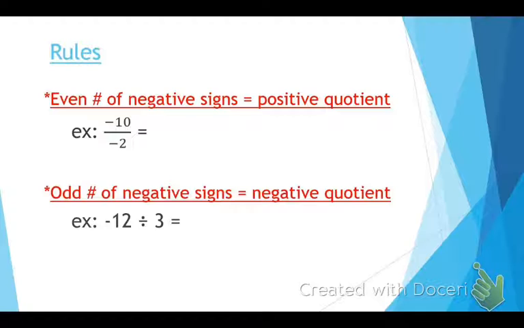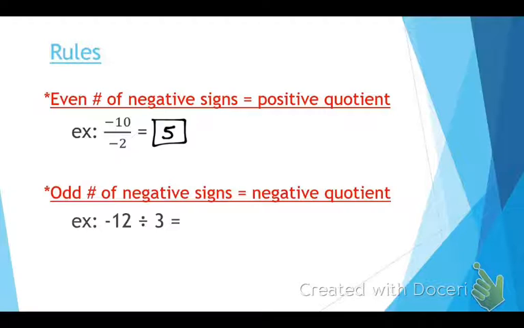So how many negative numbers do you see here in this problem? 2. There are 2. Is the number 2 an even or an odd number? Even. It's an even number, okay? Because our even numbers are 0, 2, 4, 6, and 8. Because I have 2, an even number, my answer has to be? Positive. It must be a positive answer. So then, what is 10 divided by 2? 5. And box your answer. So negative 10 divided by negative 2 equals positive 5.